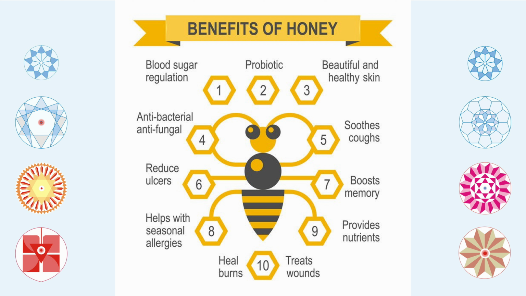Second thing, they are probiotic. They are good for life. Then they have beautiful skin and healthy skin they produce. It has antifungal, antibacterial properties, soothes cough and cold clearly. It reduces ulcers, heals ulcers, boosts memory, helps with seasonal allergies, provides nutrients, and also heals burns and treats wounds by and large. So these are the many things for which honey is much more beneficial than sucrose or starch.